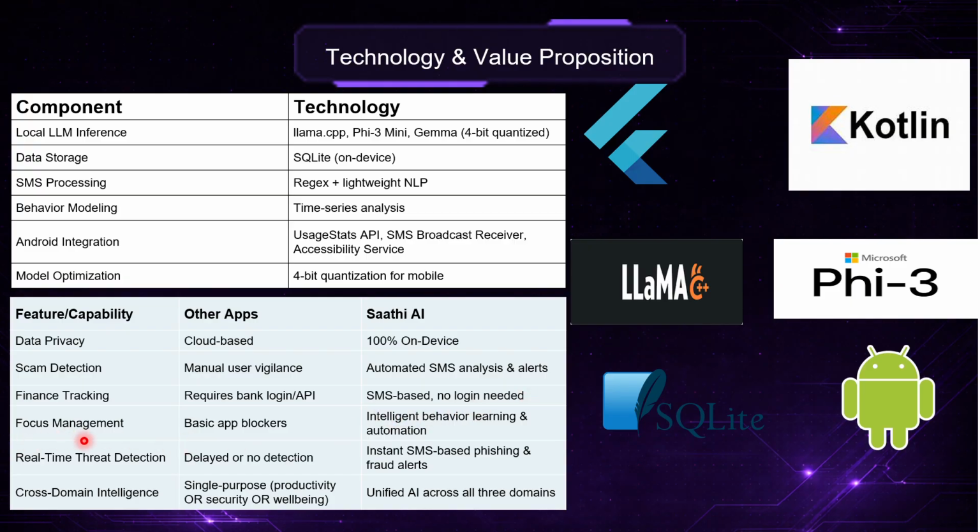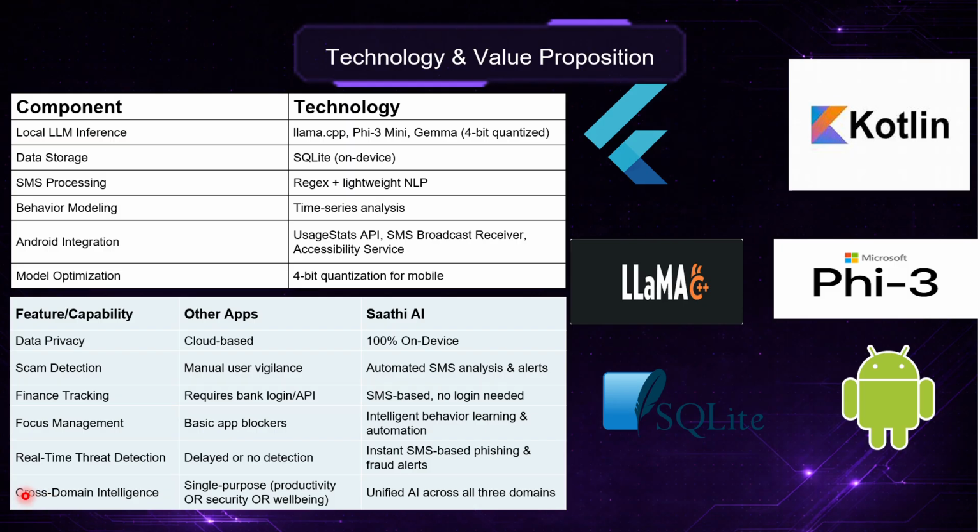Fourth is focus management. Other apps use only basic app blockers, whereas we use an intelligent behavior model to predict and tell you which app you should block and at which time. The next is real time threat detection. Other apps may give you delayed alerts, or might not detect any threats. Since we are using a local model, our app will give you instant SMS based fraud alerts.